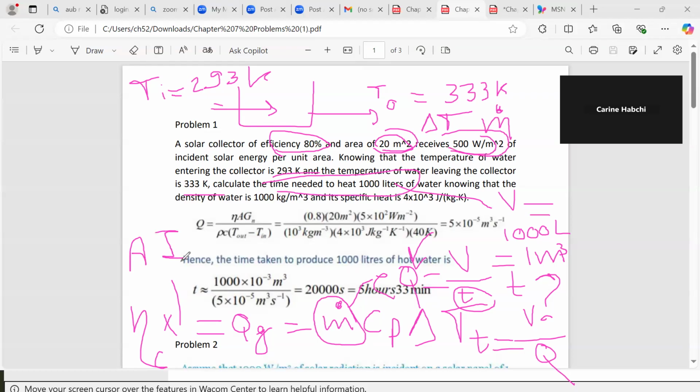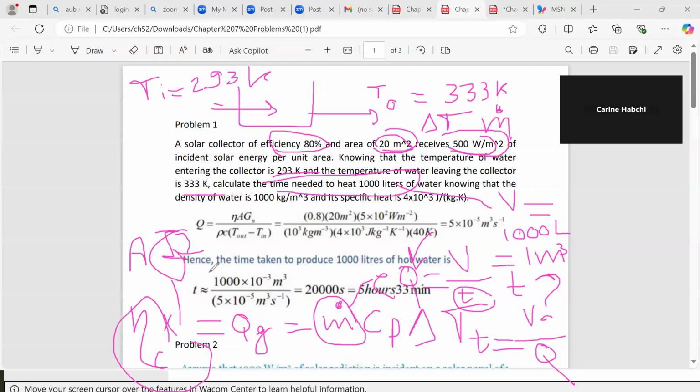perpendicular to my plate. Yes, if you have an inclination, you need to do projection. But here I directly gave you the incident value. Okay? So all you have to do is to multiply the efficiency by the incident solar energy. I call it in general G. Okay? So A times G times the efficiency.